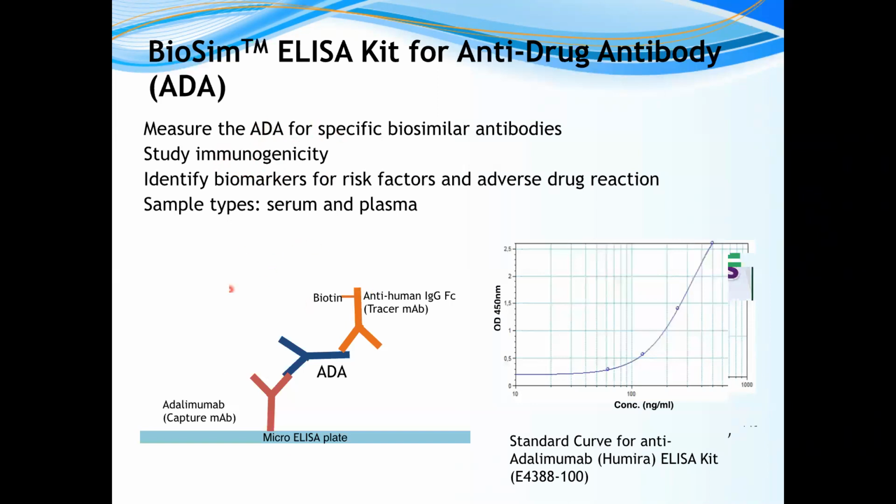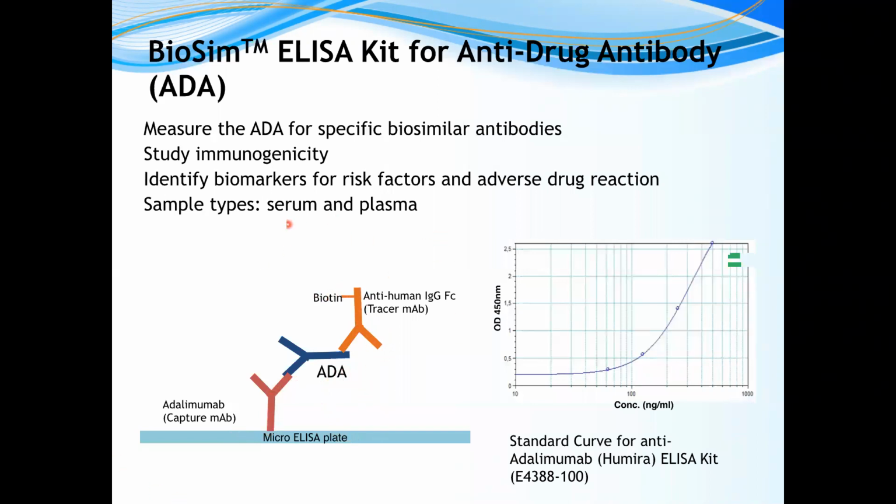So this is again a very similar principle. The biosimilar drug is coated onto the microELISA plate. Then the sample containing the anti-drug antibody is added to the well, which binds to the biosimilar antibody, which can be further detected using a secondary antibody, anti-human IgG Fc conjugated to biotin.